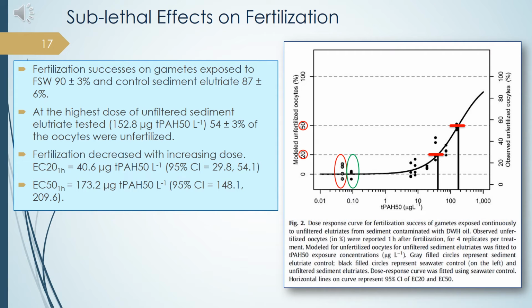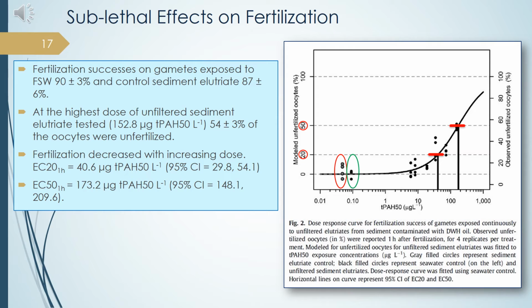So here we're going to look at sublethal effects on fertilization. You notice on the graph here on the left, you have a 20 and a 50. So those are the effective concentration numbers that you're looking at. The gray filled circles outlined in red are sediment elutriate control, and the black filled circles outlined in green represent seawater control. This will be the same theme throughout these next 3 or 4 slides in the graph. You'll also notice that the horizontal lines in red correspond to the 20 and the 50 on the left. So I added those just to make it easier to see.